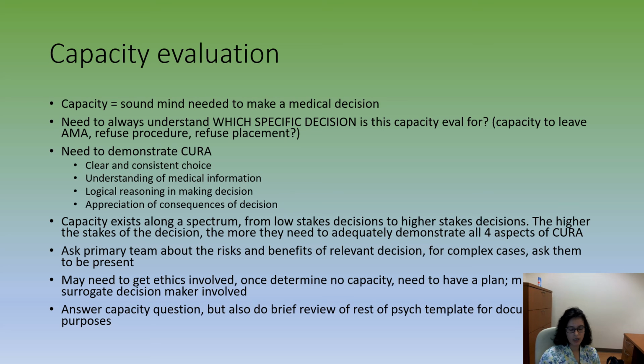Sometimes you may need to get ethics involved, and once you determine that a patient lacks capacity, you need to have a plan about how you would approach it. You always want to get a surrogate decision maker involved, the legal next of kin or the guardian, to help you in making the decision that would be in the patient's best interest and demonstrate what they would have wanted for themselves if they did have capacity.